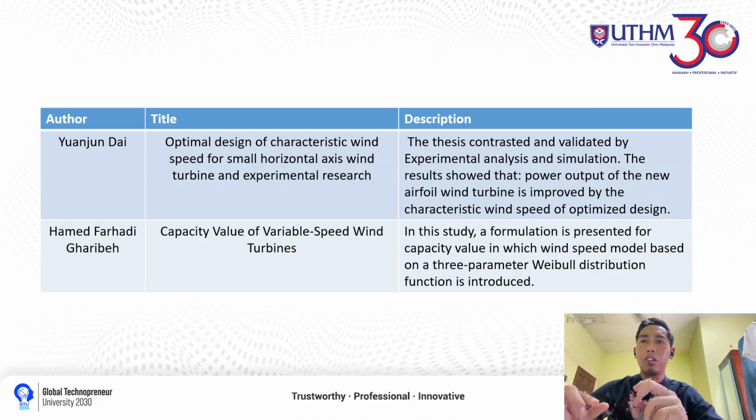Okay, lastly, capacity value of variable speed wind turbines. In this study, a formulation is presented for capacity value in which a wind speed model based on a three-parameter Weibull distribution function is introduced. In this paper, from the calculation, they produce a wind turbine that can receive variable speed wind. So from the calculation, they calculated it and got the result.